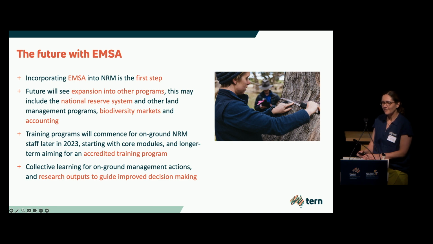So in the future, EMSA is all about the NRM project at the moment, but we have had a lot of other areas show a lot of interest, anything from managing our national reserve system, so Parks Australia may implement things like this in the future, biodiversity markets obviously, any sort of land management, so both defence land, forestry land have also reached out as well. In the next few months we'll be designing our training programs, designed specifically for the NRM projects to commence, and collecting our learning and on-ground management actions and research outputs to guide improved decision-making is what this is all about, and that's what we'll be focusing on from now on.